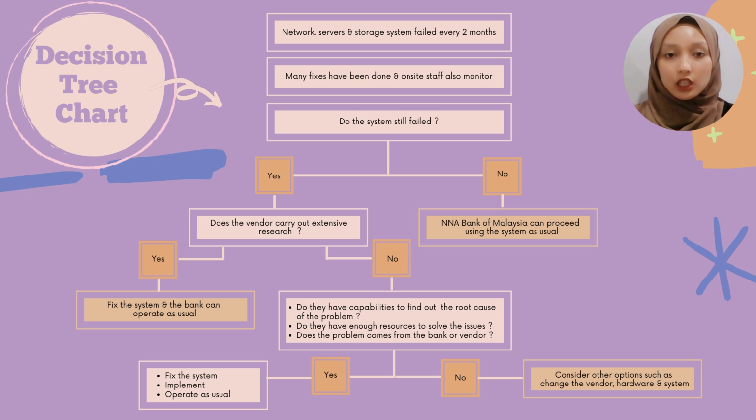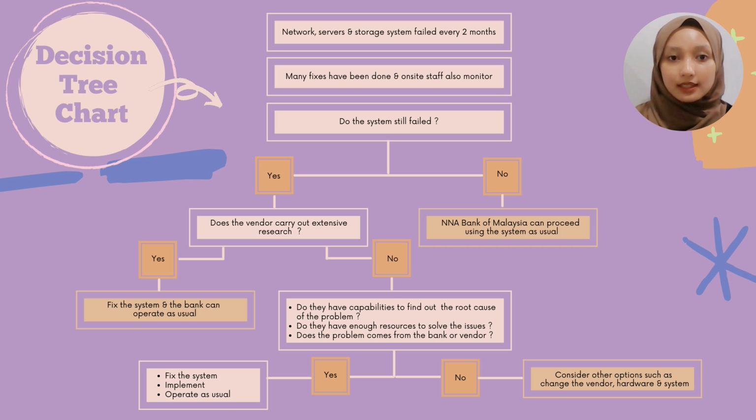Firstly, the issue faced by the company is that their network, servers, and storage system keep failing once every 2 months. Many fixes have been done on the network level and application level, and even monitored by the on-site staff. So the question is, does the system still fail? There will be two possible outcomes. If no, the bank can proceed using the system as usual. However, in the case of the company, their outcome is yes, which means the system still failed.